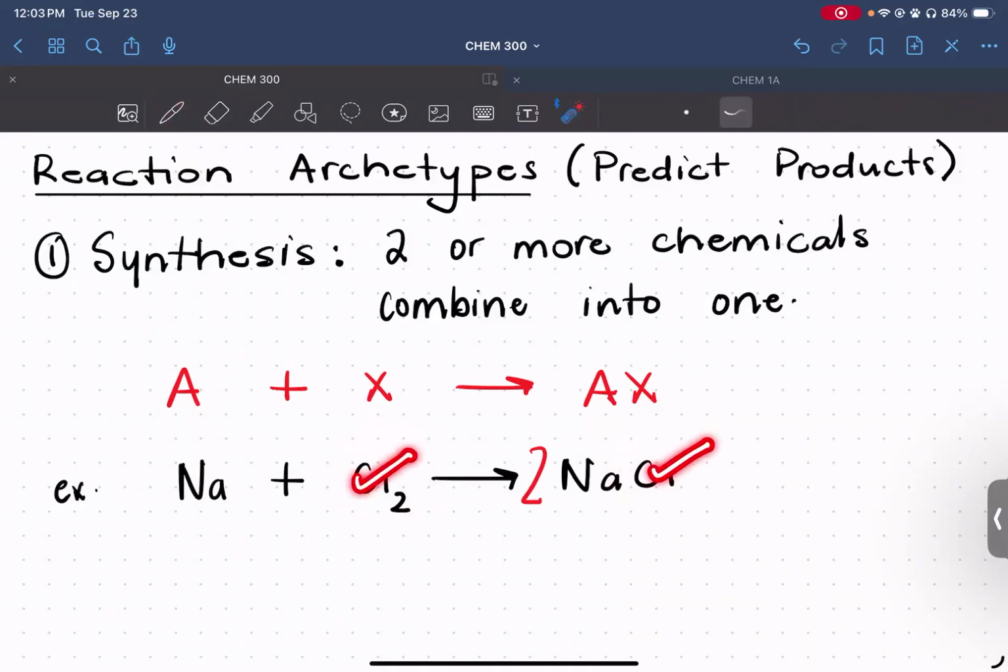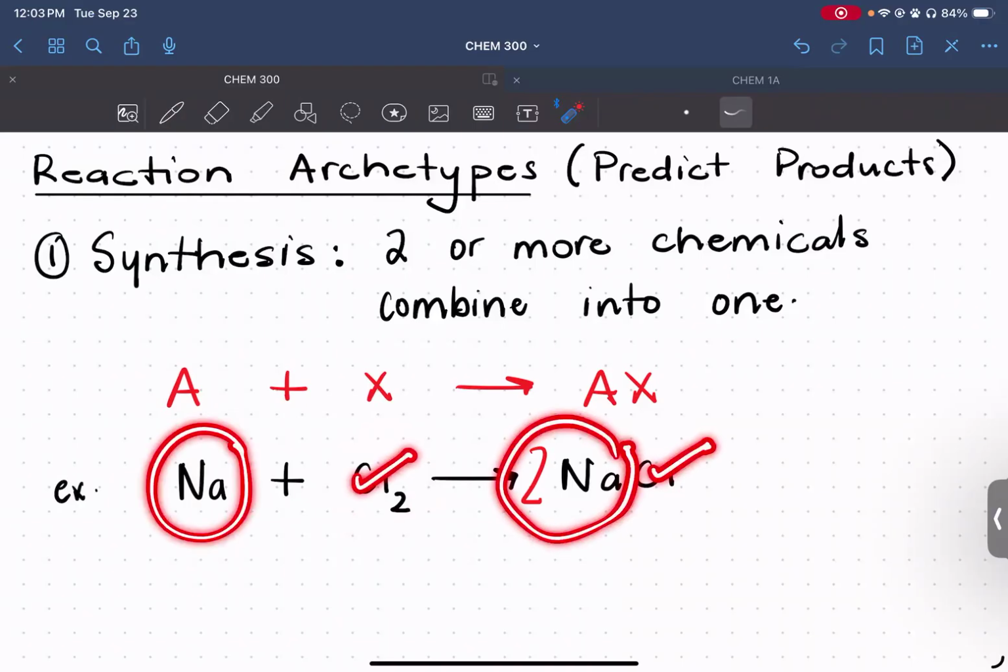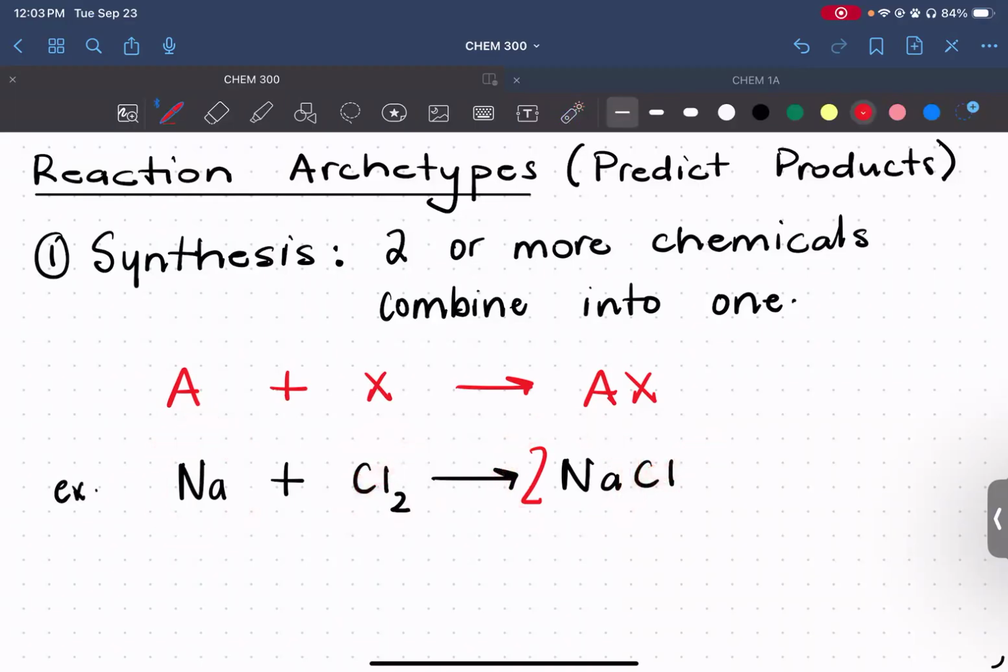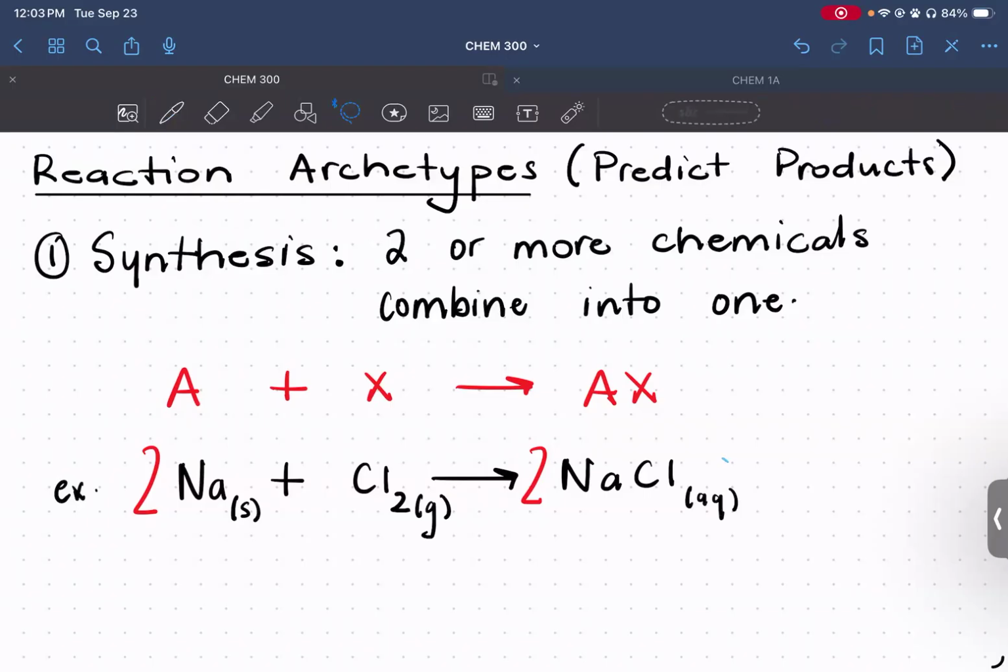Chlorines are now balanced, but what did I do? Now I have two sodiums on the right, but only one on the left. No big deal. Let's put a 2 on the left. Sodium, a group 1 metal, is a solid. Chlorine, a diatomic element, is a gas. And sodium chloride is aqueous.